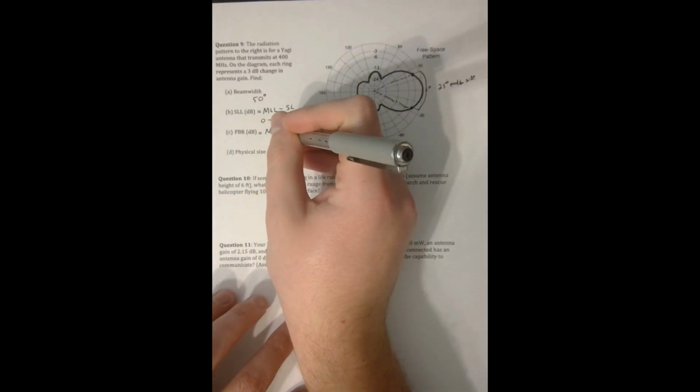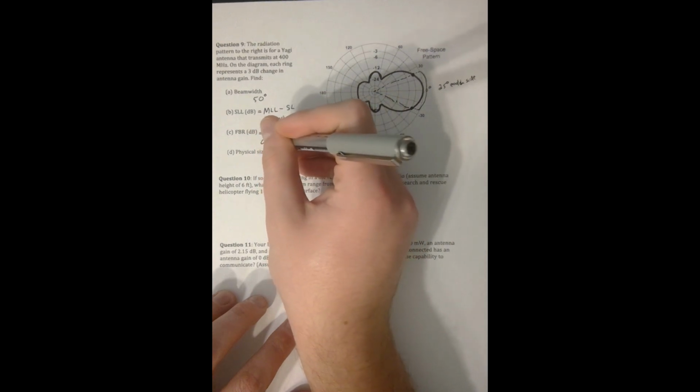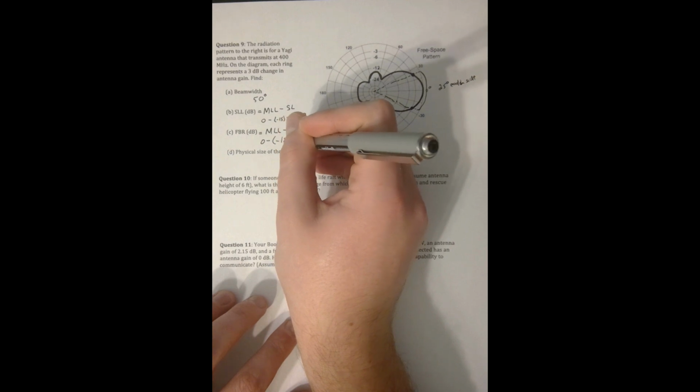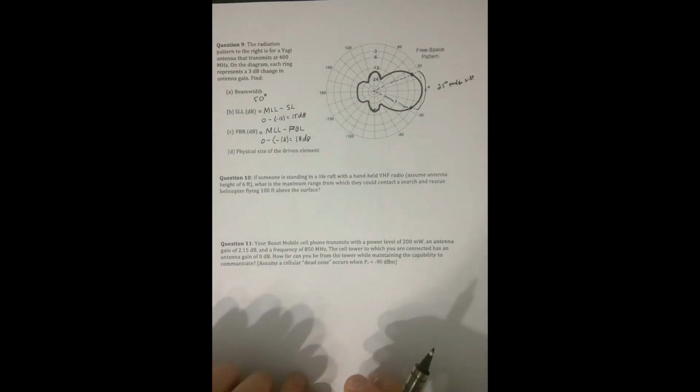So this is main lobe level minus front back level. That's 0 minus -18 is 18 decibels. Again, this should always be a positive number.